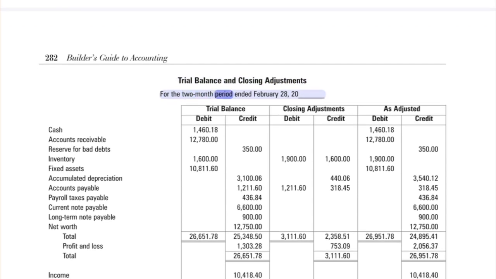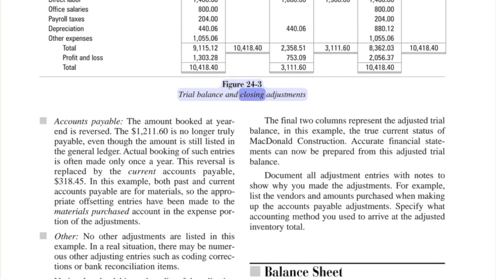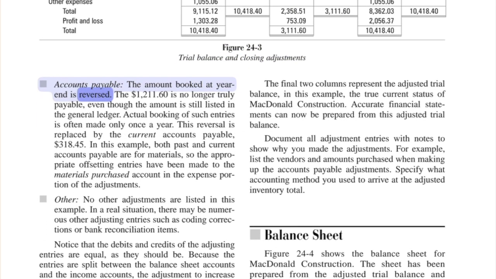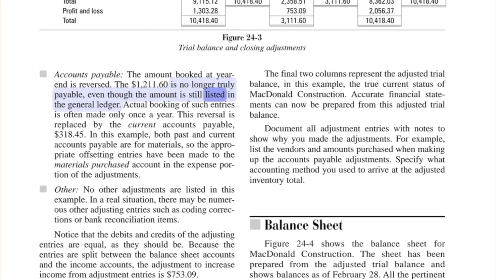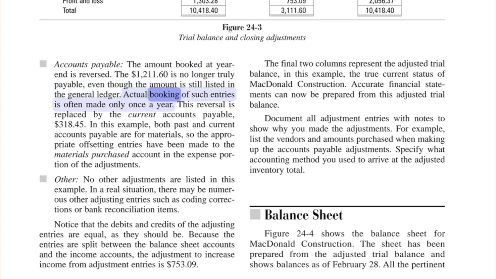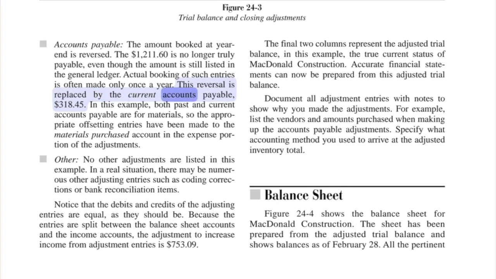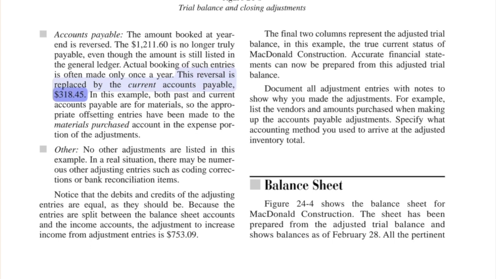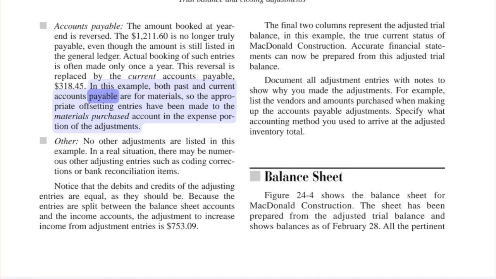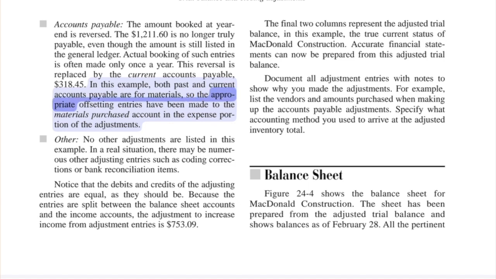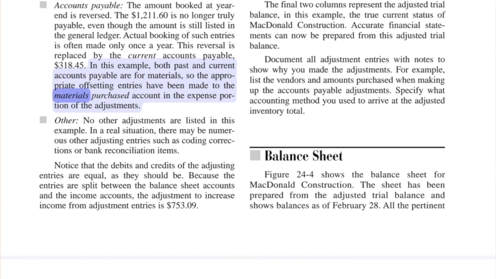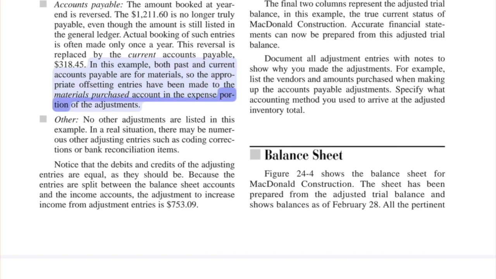Trial balance and closing adjustments for the 2-month period ended February 28, closing. In Figure 24-3, the trial balance is reversed: the $1,211.60, even though the amount is still listed in the general ledger. Actual booking of such entries is often made only once a year. This reversal is replaced by the current accounts payable, $318.45. In this example, both past and current accounts payable are for materials, so the appropriate offsetting entries have been made to the materials purchased account in the expense portion of the adjustments.